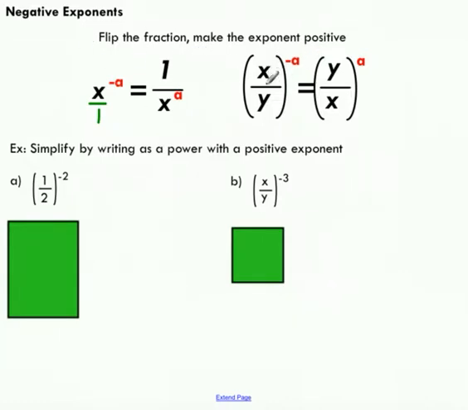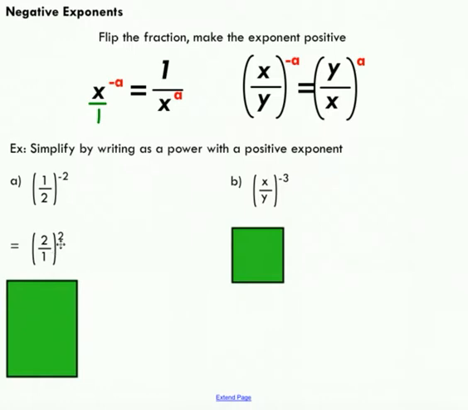If you have another variable, for instance x over y, same thing: just flip your fraction, write it as a reciprocal, and make that exponent positive. Taking a look at the first example here, it says simplify by writing as a power with a positive exponent. Right now we've got a negative exponent, so that tells us to go to this law: flip your fraction, which we can write as 2 over 1, and make that exponent positive. We could simplify this as just 2 to the power of 2.